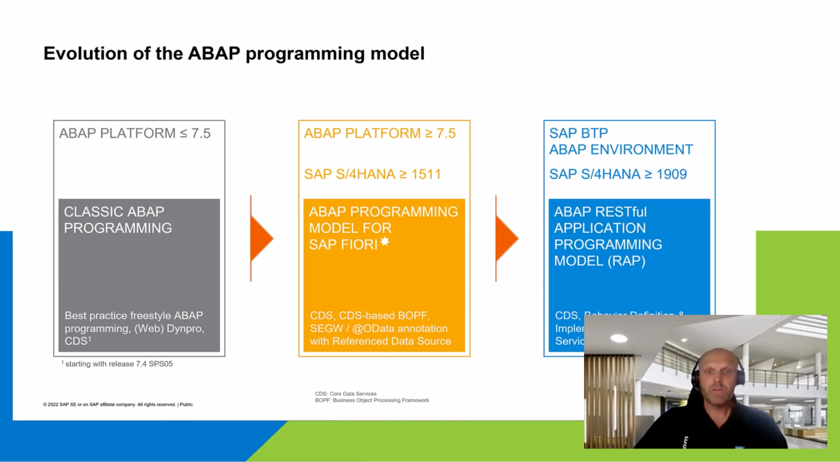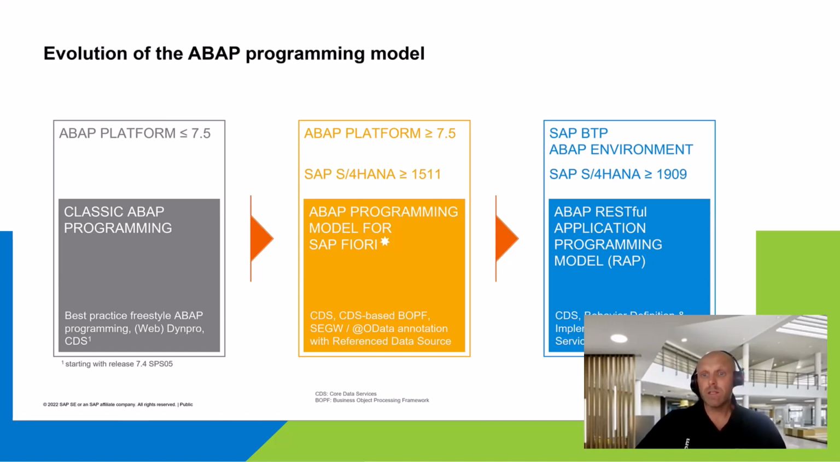Then in 750 we introduced the so-called ABAP programming model for SAP Fiori. Maybe some of you know that you just created your CDS models. Then you could enhance or create some business logic in the so-called BOPF technology. You could also use the gateway builder, the SEGW, to create your OData services. We also introduced in that stack the so-called OData publish, to easily consume a created CDS view as an OData service, maybe also using the reference data source model embedded into the gateway builder. And that was with the greater than 1511 release.